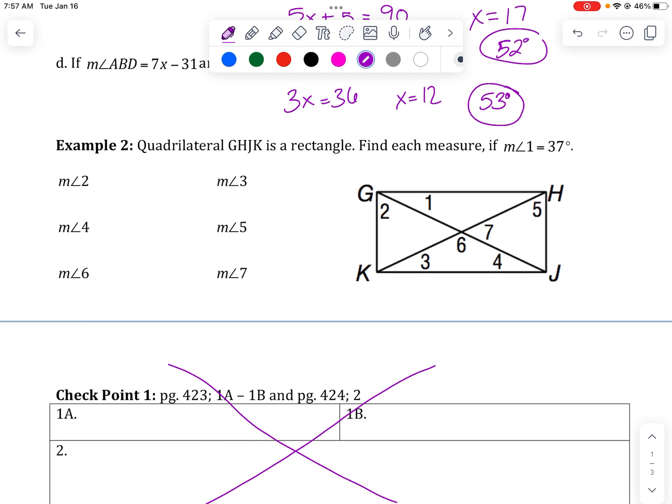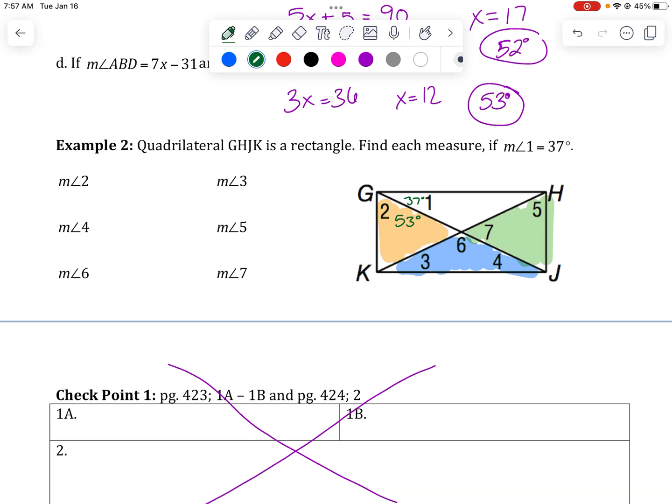All right, so example 2 here. What do we have? We have a bunch of triangles. I have 4 triangles. That's really the key here. There's 1, 2, 3, 4. They told me 1 was 37. So I know that these must be complementary. That makes a 90. So I got 53.